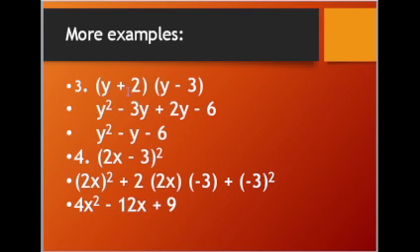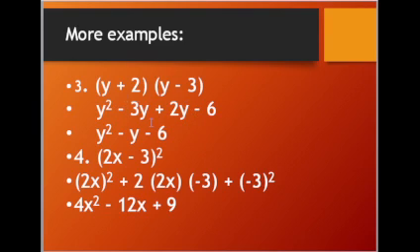Next is y plus 2 times y minus 3. This is binomial times binomial, and we need to use the FOIL method in getting the product. So we have the first terms, y times y is y squared. The outer terms, y times negative 3 is negative 3y. And the inner terms, we have positive 2 times y is positive 2y. And the last terms are positive 2 times negative 3 is negative 6.